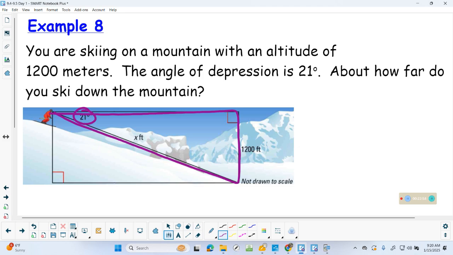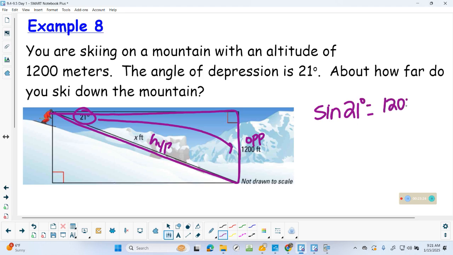Obviously, 21 degrees is not a special triangle, so I'm going to use the trig ratio. So let's take a look here. So they gave you the opposite side, an x. How do you classify x, adjacent or hypotenuse? Hypotenuse. Across from your right angle, so that's our hypotenuse. So what trig ratio has opposite and hypotenuse? Sine. So I'm going to do sine of 21.